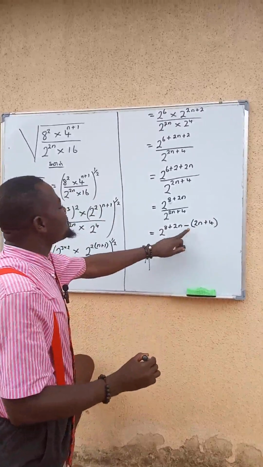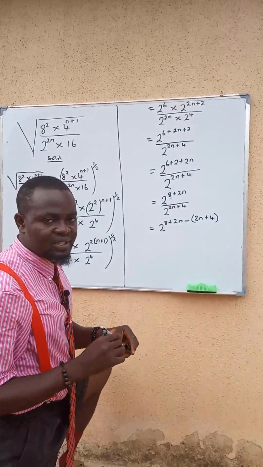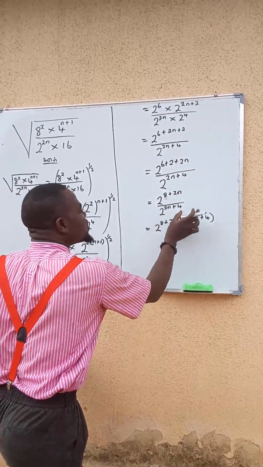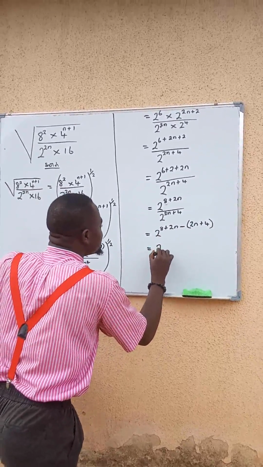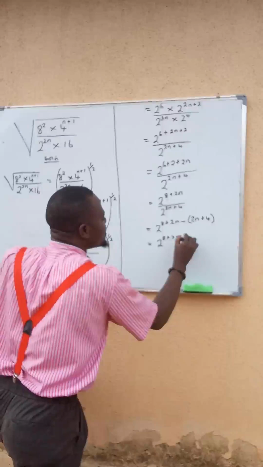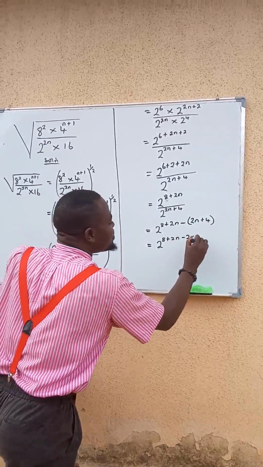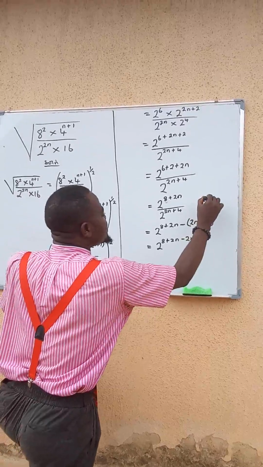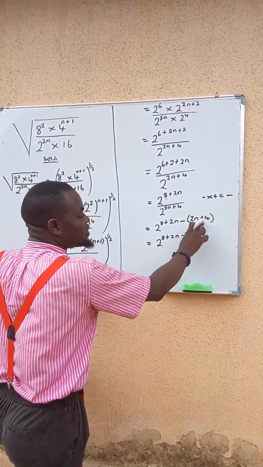Do you know why I did this? This 2 is the same thing with this. So I have to use the law, since they are having the same base and they are dividing. Then the power of this denominator will go up, but it's minus. So this will now give me 2 raised to the power of 8 plus 2n minus 2n. Minus times plus will be affected. Minus 4. Yes, because minus times plus is equal to minus. So that is what happened here.